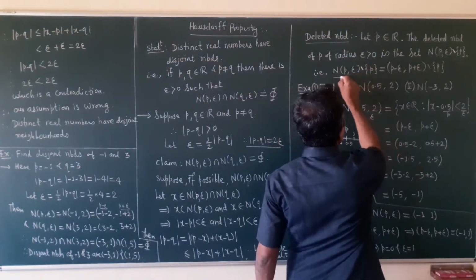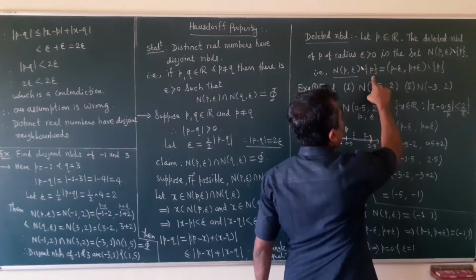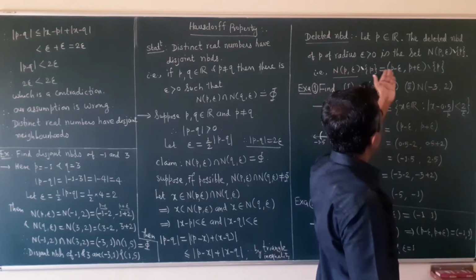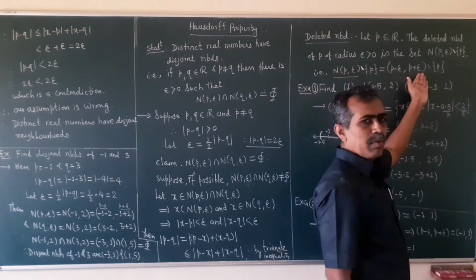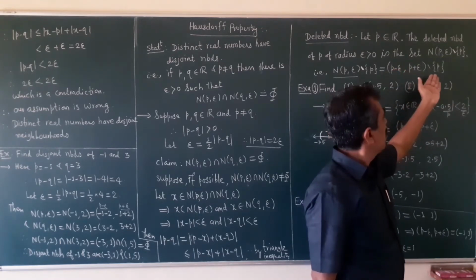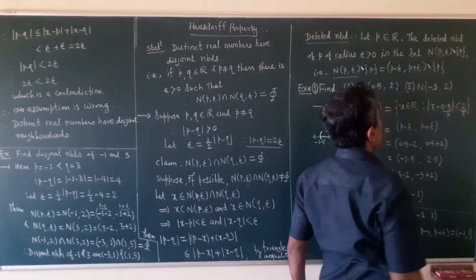This is the neighborhood of P, from which we are deleting singleton P. So what is the neighborhood of P of radius epsilon? It is the open interval (P minus epsilon, P plus epsilon) minus singleton P. So this is how we define a deleted neighborhood.